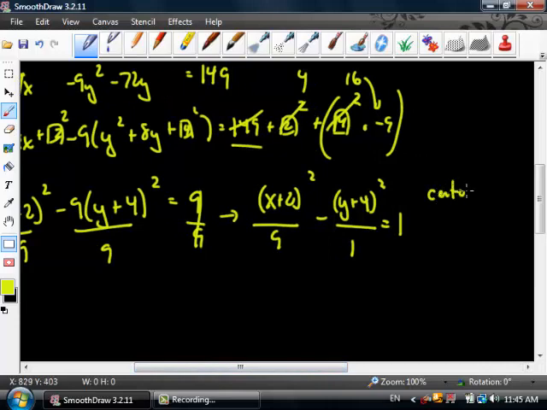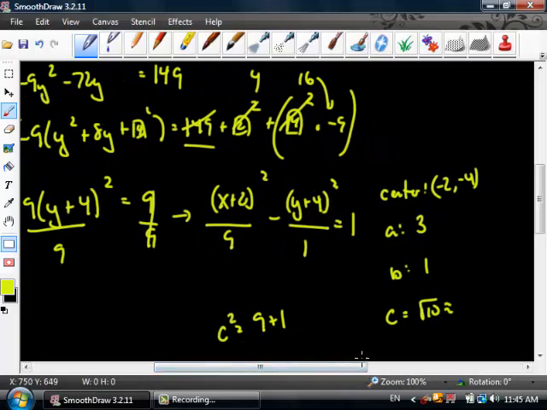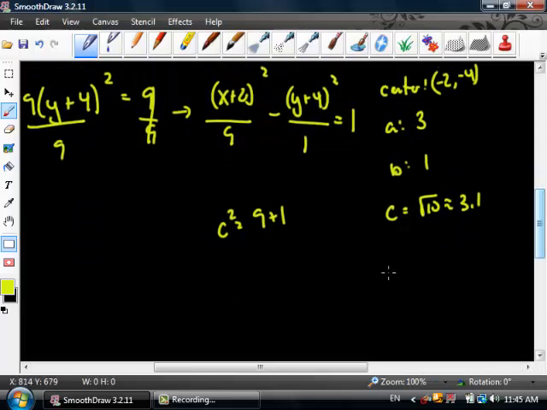So the center is going to be -2, -4. A is going to be 3. B is going to be 1. C is going to be, well, C squared equals A squared plus B squared, so that's root 10. Can I get an estimate on the square root of 10? Ty? 3.1. So from here, I just graph this thing and get rid of this.